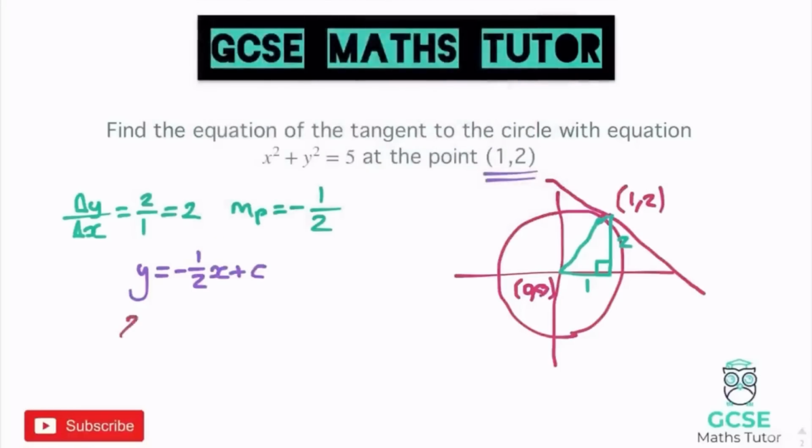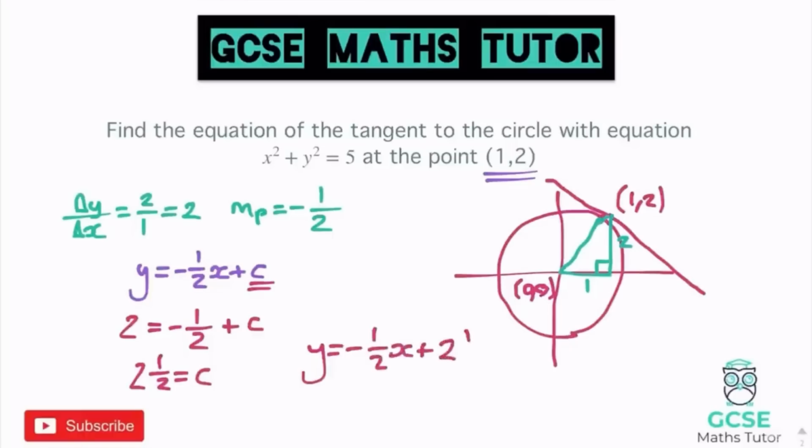We get 2 equals minus a half times 1, which is just minus a half, so I won't bother writing that in, plus c. Add the half over, we get 2.5 equals c, and that's fine to leave as a mixed number. And now we can write our equation, replacing c with 2.5. So y equals minus a half x plus 2.5, and again you can write these as decimals if you want.